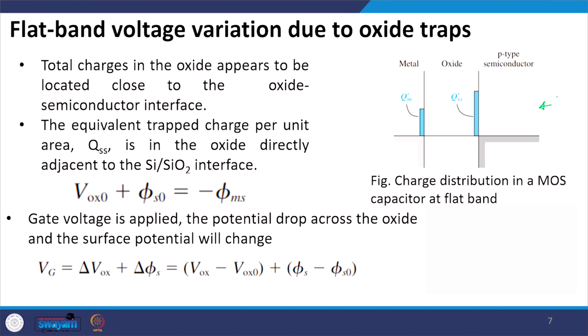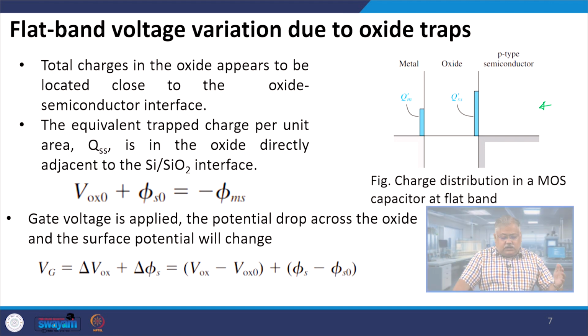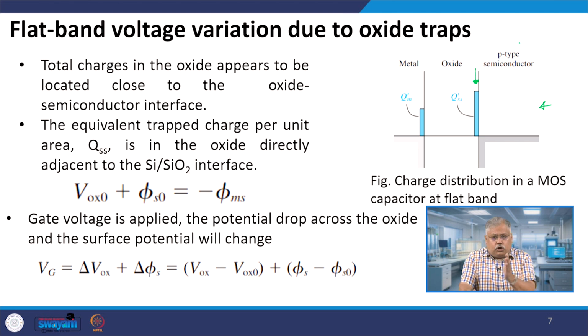Flat band basically means that your phi ms is effectively equal to 0, and therefore the total charge in the oxide, which is this Qss prime, will always be located very close to the silicon dioxide-silicon interface, towards the oxide side, not towards the semiconductor side. Most of it will be in that layer, and obviously the metal charge will be very near to the metal-oxide interface.